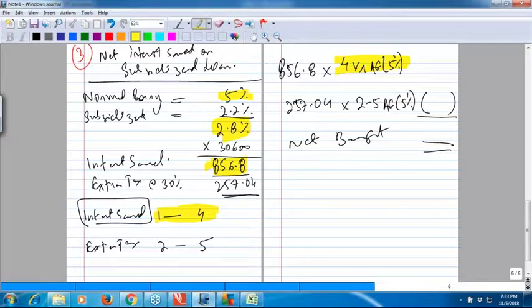But if the interest is saved, there will be extra tax imposed on it, and the extra tax is going to be 30%, which turns out to be 257.04, imposed from year 2 till year 5. So what you now need to do is calculate the present value of the extra tax from year 2 till year 5. How does it turn out to be? Please do calculate.